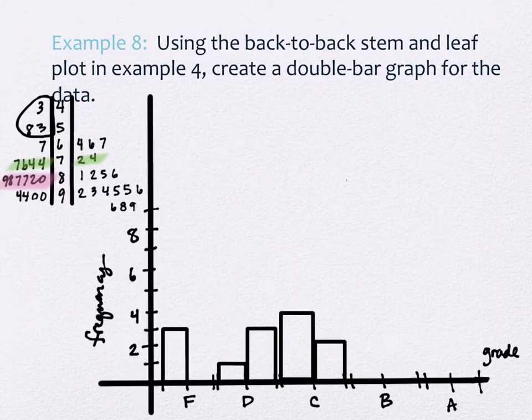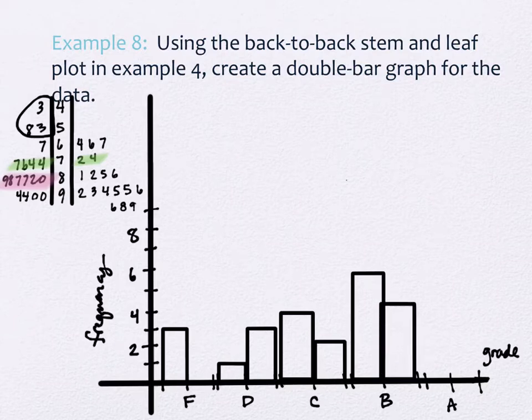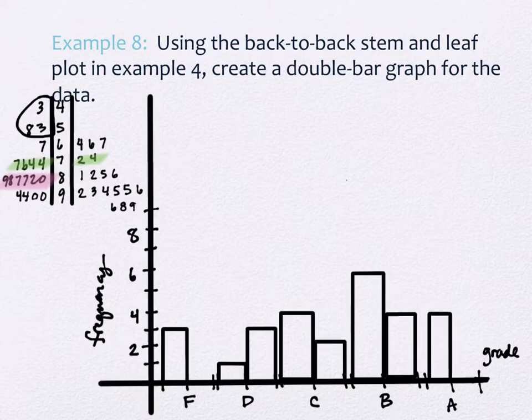B's on the second exam was 6, and on the first exam it's 4. So I have a height of 6 next to the height of 4. And then A's in the first exam is 4, and then 9. So we have it at 4. That's more or less okay. And then our height of 9.